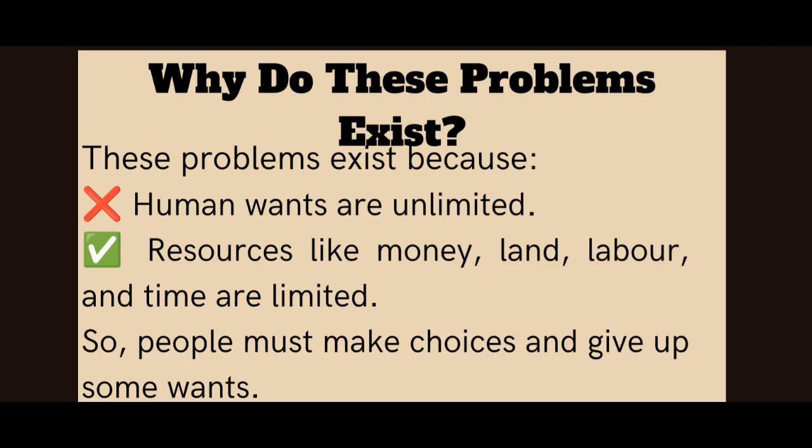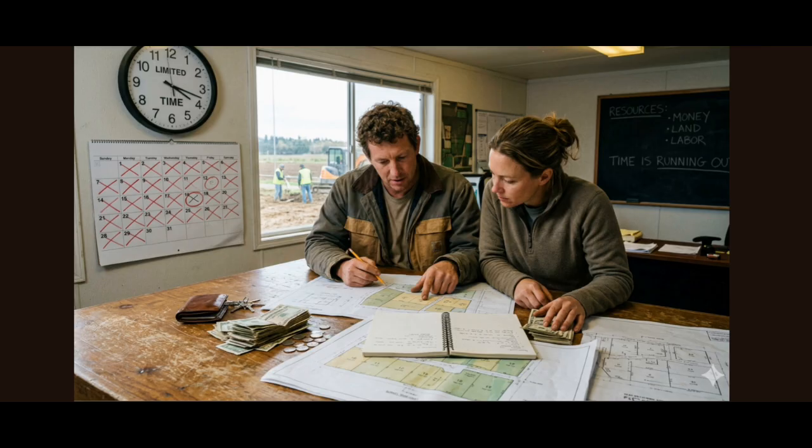Now let's go to the reason why these problems exist. It's not because human wants are unlimited alone, but because resources like money, land, labor, and time are limited. So people must make choices and give up some wants. Here is an illustration. You can see time, you can see money on the table, you can see land outside the window, and you can see the laborers outside. When you apply all these, you'll be able to understand better.